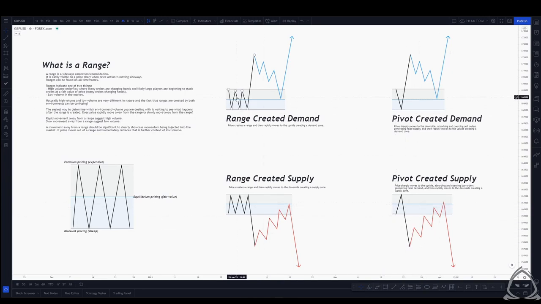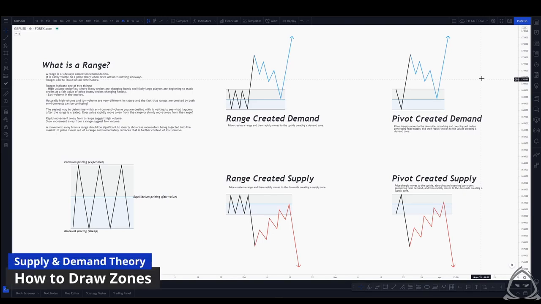The range and the pivots are the footprints of institutions, or the footprints of large orders being created in the markets. We simply don't need to guess. We just wait for these footprints to develop, and then we wait for price to return to these areas. We'll touch on entries, on how we can frame up high probability entries using lower time frames, things like that. But at this point in time, it's really just about understanding the different ways that supply and demand zones are created.